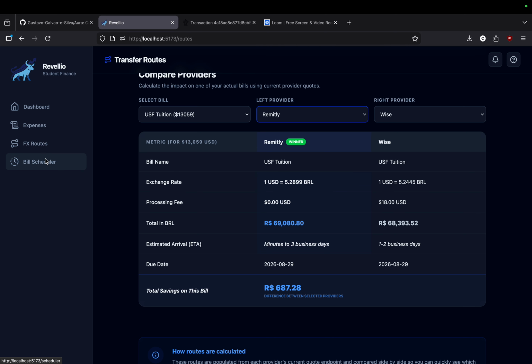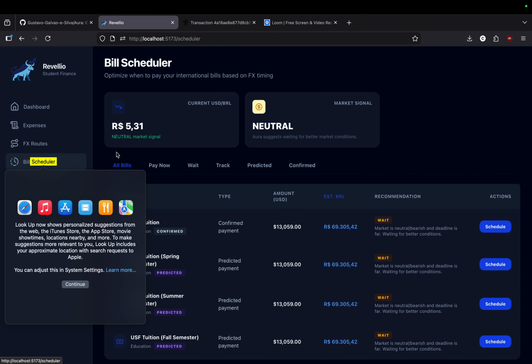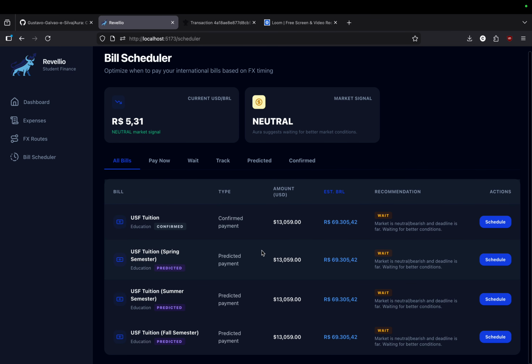So, as we said, whenever we add an expense, there exists an agentic structure behind it. Essentially, we're using 5 different agents with LangGraph, and those agents are collecting all sorts of different kinds of information to essentially create the bill scheduler. Now, in the bill scheduler, what you have is essentially all of your real invoices, all of your real financial liabilities, but also predicted financial liabilities.